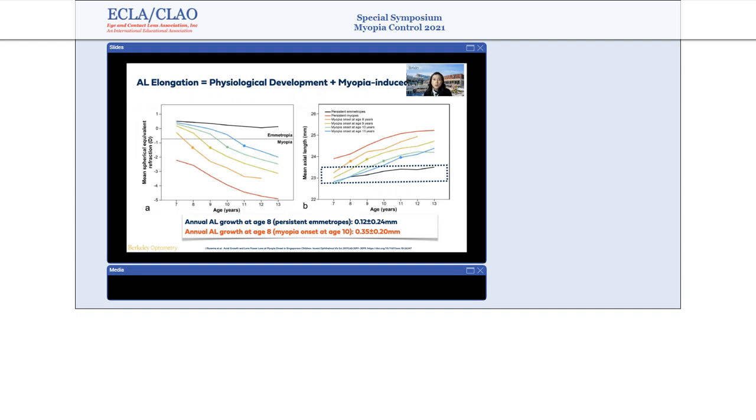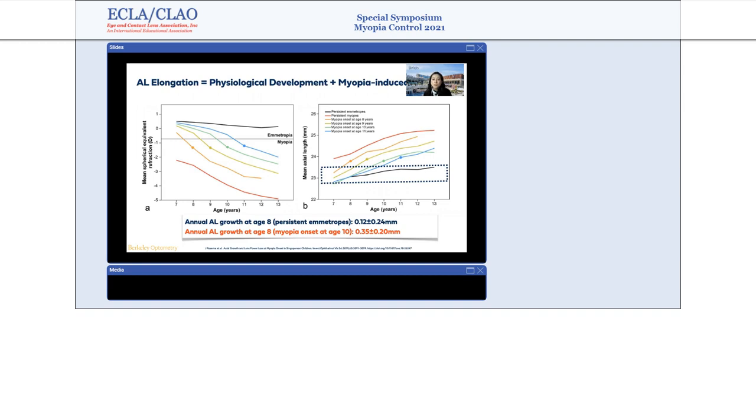And some of those children remained as persistent emmetropes throughout the whole 5-year period, which is denoted in the black line here. And this group offers very valuable information in understanding the natural physiological axial elongation without a refractive impact in the myopic direction. Some of the children are already myopic at the beginning of the study, and the rest became myopic somewhere in the middle of the observational period. Those who became myopic during the cohort study also provided valuable information in understanding the abnormal ocular growth before and after the onset of myopia.